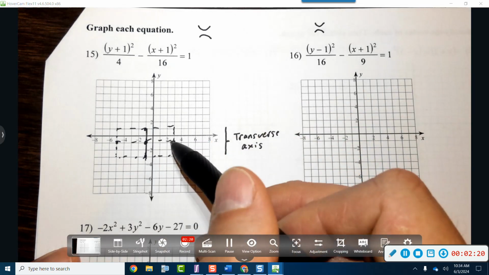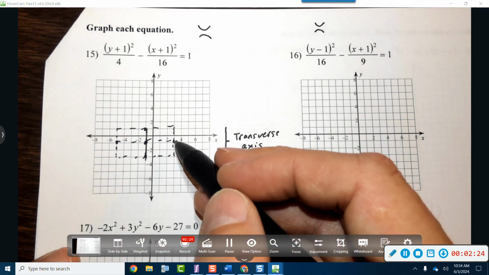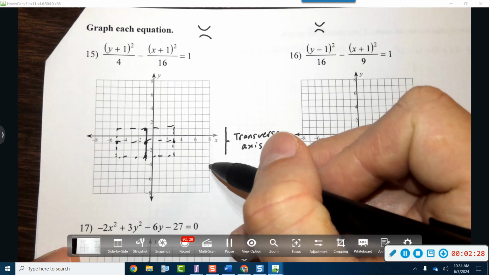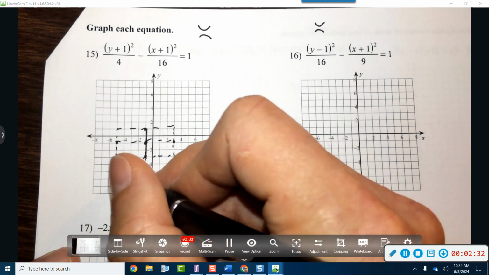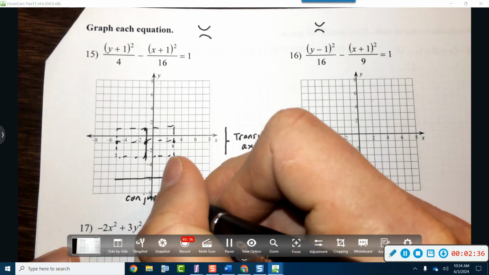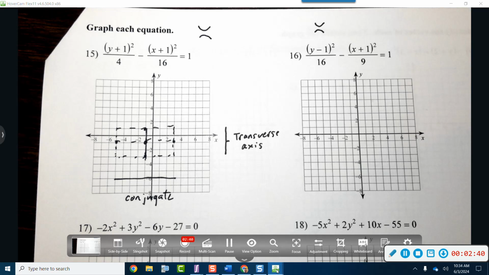The other axis, the one that does not have the curve, okay, like these curves are not going to be there, those are basically unreal. These guys are called the conjugate axis. So the conjugate axis is the axis that you're not actually using.